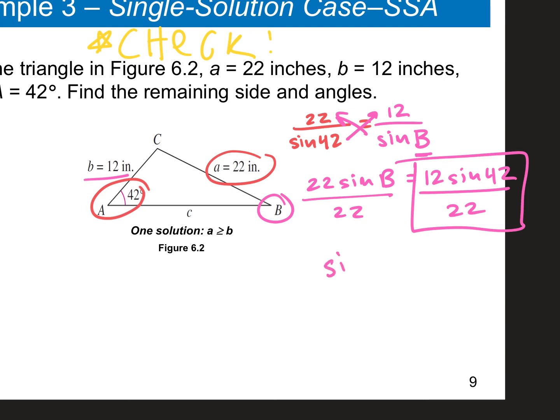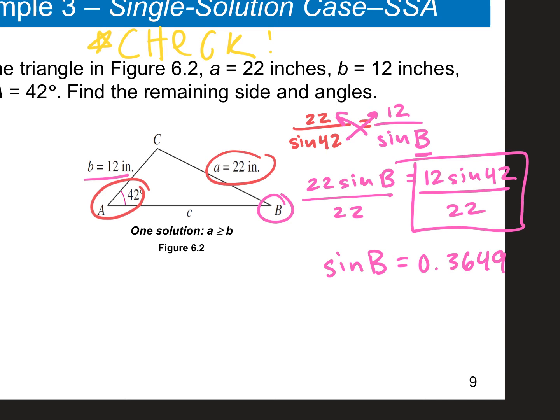So sine of B is equal to 0.3649. Oh, you wouldn't do it like that, you don't want to round it? Not yet. Because do I know what angle B is? No, I know what the sine of angle B is. But I could work backwards and find what angle B is by taking the inverse of this.